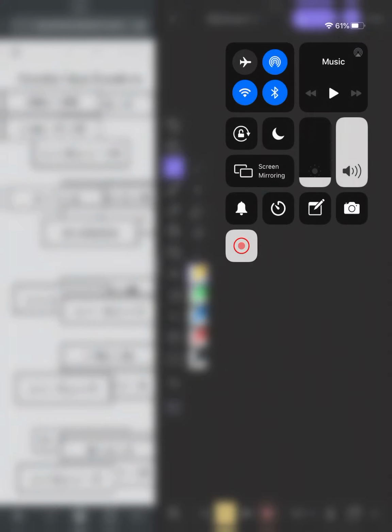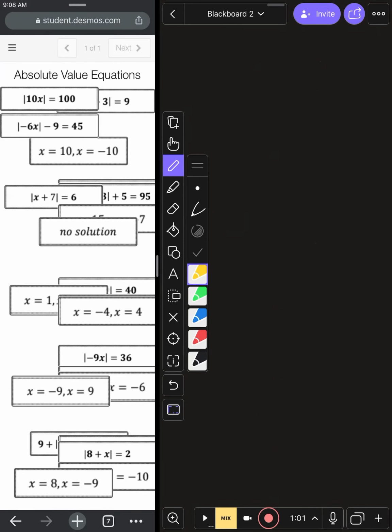Alright, so this is Mr. Walker, and on the screen is assignment, I think it's 1.3a, but here on the left side of the screen, this is what the assignment looks like. I'm going to look at some of these. These are our absolute value equations, and I'm going to show you how to solve some of them.